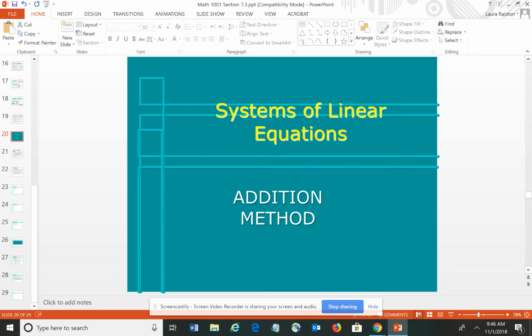This video continues our discussion of the system of linear equations, and it's going to focus on the addition method, which is sometimes also called the elimination method. It kind of depends upon which textbook you pick up. So it's a lengthy process, but it's algebra based, and you're able to get exact answers as opposed to having to do estimation when you use the graphing method.